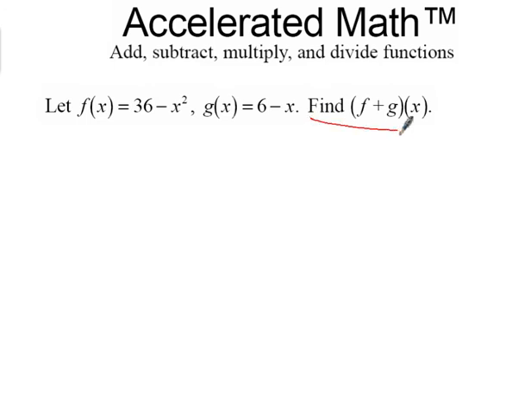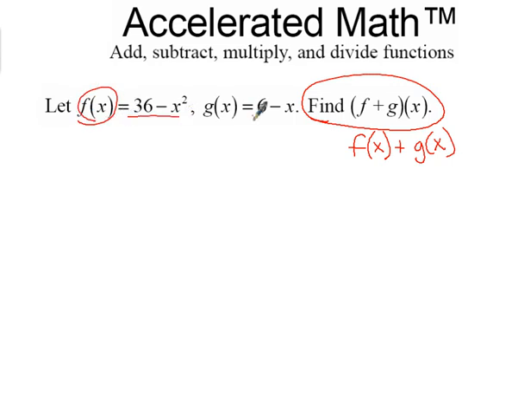Here's what they're asking for. Find f plus g of x. Another way that you might see this written is f of x plus g of x, and that's just saying to add those two functions. Let's take a look at the functions. Here's f of x over here, it's saying it's this. g of x is saying it's this. So all we're going to do is add those together.